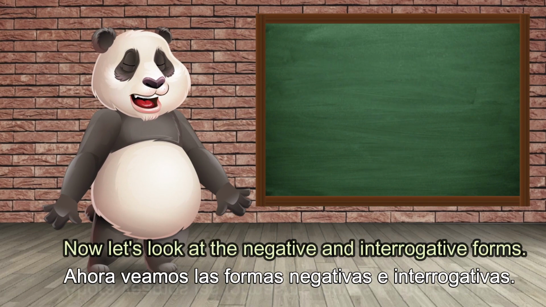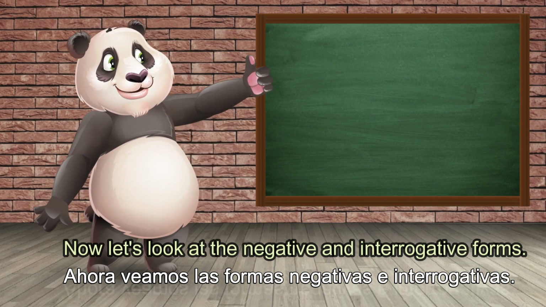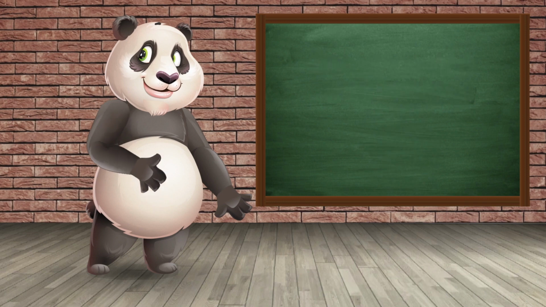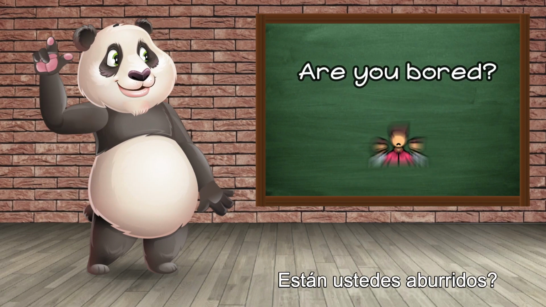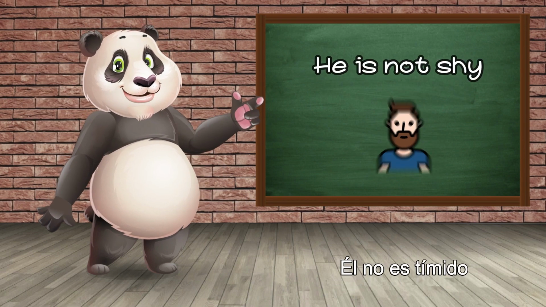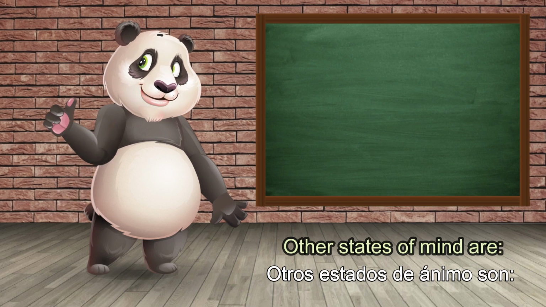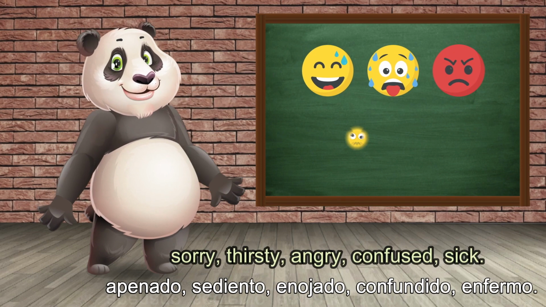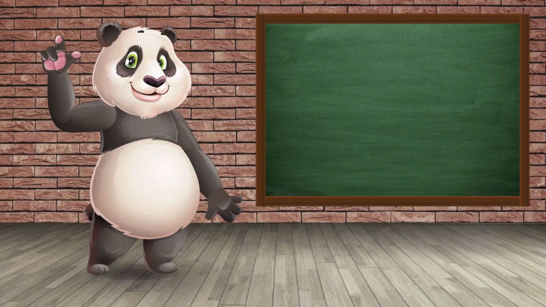Now, let's look at the negative and interrogative forms. For example, children are not hungry. Are you bored? He's not shy. Other states of mind are: sorry, thirsty, angry, confused, sick.